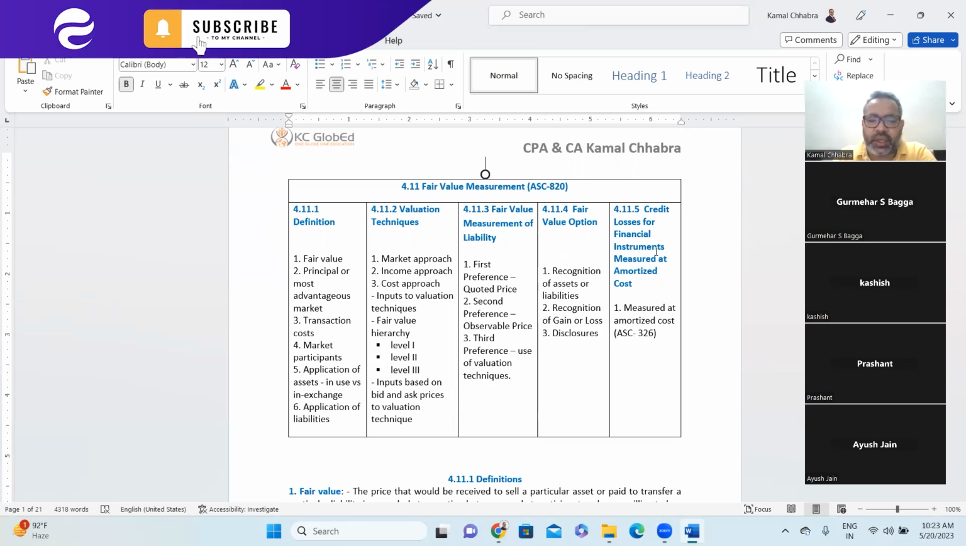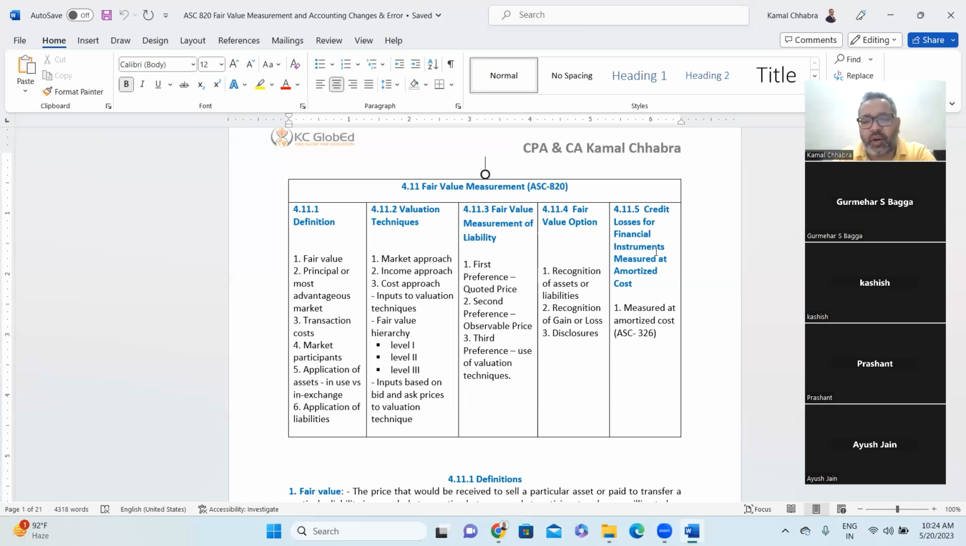So first we'll be understanding a couple of definitions, which include what is fair value, what is principal or most advantageous market, what is transaction cost, what is market participant, what is application of asset in use versus in exchange, and then application of liability. These definitions will help in understanding the complete accounting standard codification more appropriately. Some of you are already exposed to these, but some of you might not be. So today we'll be understanding in more detail all these 6 definitions, which are terminologies that would be used throughout the ASC 820. Then after we'll be jumping on to the valuation technique.